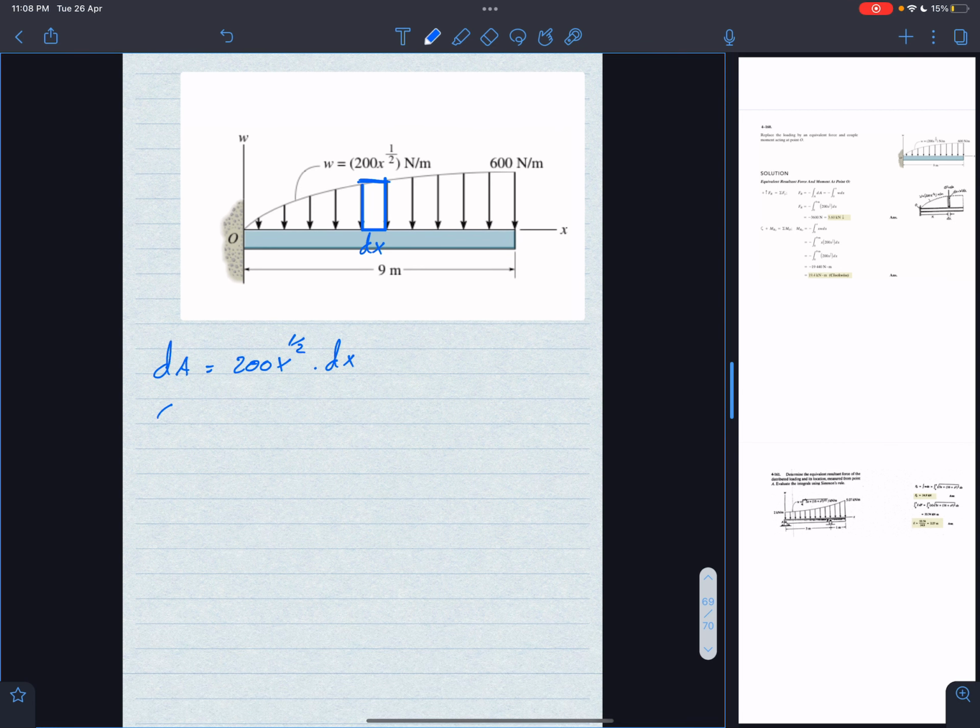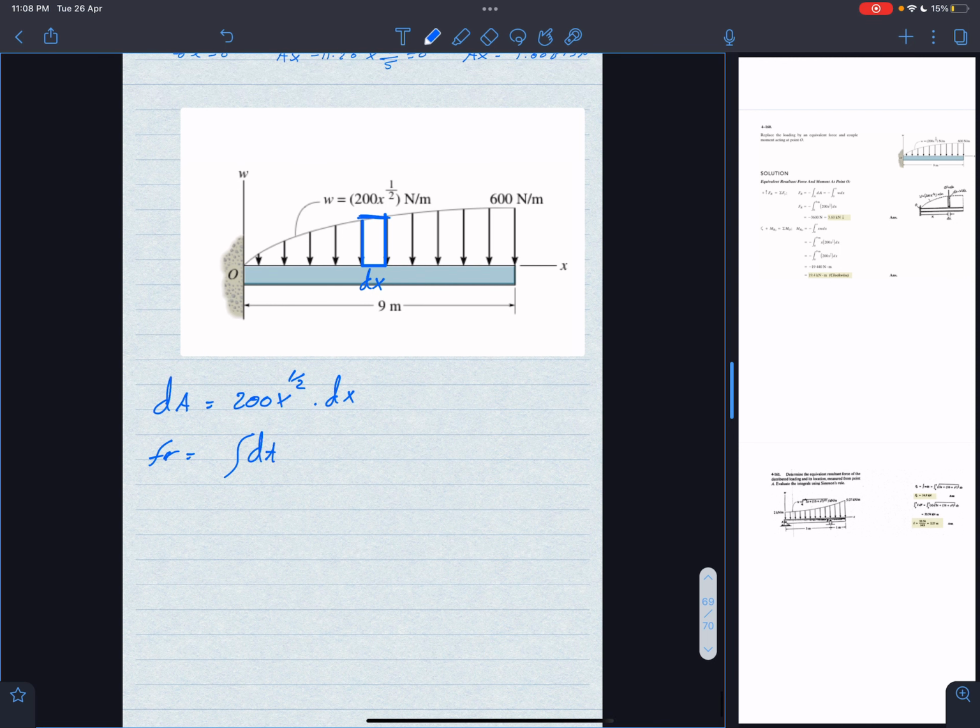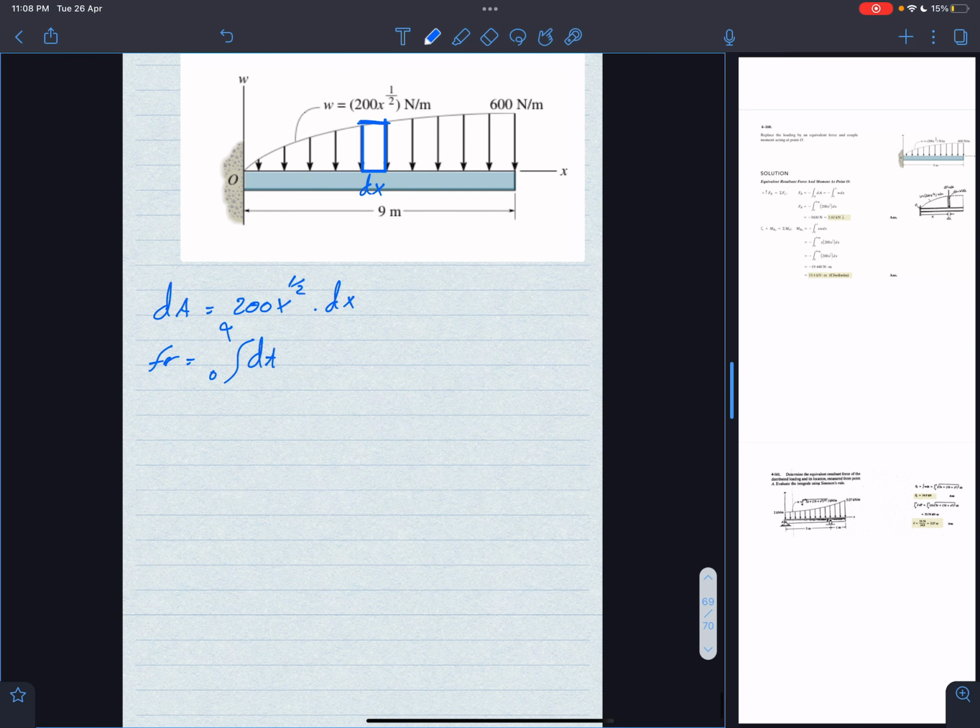Alright, السؤال الأول أو المطلوب الأول يبي resultant force. عشان أطلع الدي resultant force لازم أسوي integration حق دلتا اريا. راح أمشي من هني لهني، يعني مسافة من 0 إلى 9 أمتار. From 0 to 9 meters. Alright, integration 0 to 9. Delta area is 200 x to the power of half times delta x. يلا we have to integrate x. Let's integrate x.